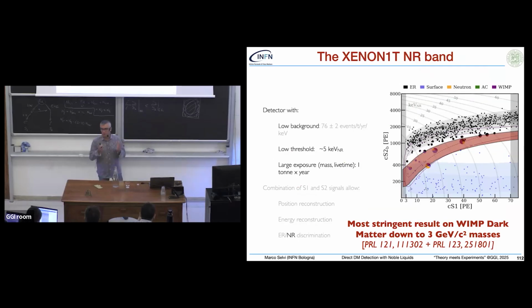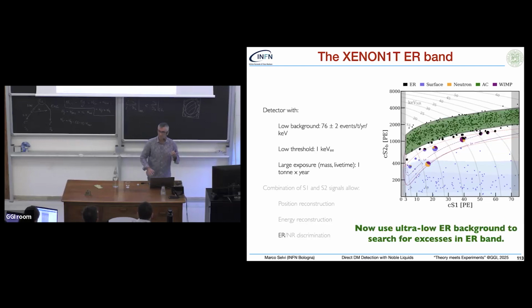From WIMPs, we expect nuclear recoils. But this doesn't mean that we throw out the electronic recoil events. They are simply in a different band that is quite separated, but they are still there. So if you manage to have a very low electronic recoil background, as is the case, you can use this band to look for a signal.